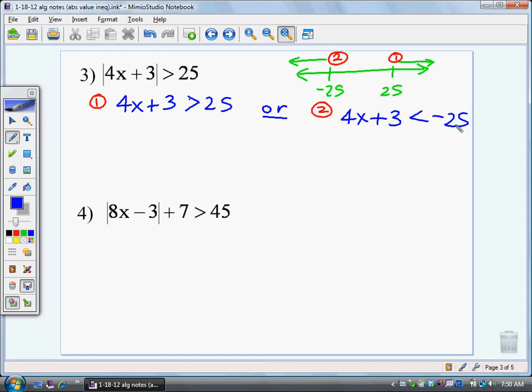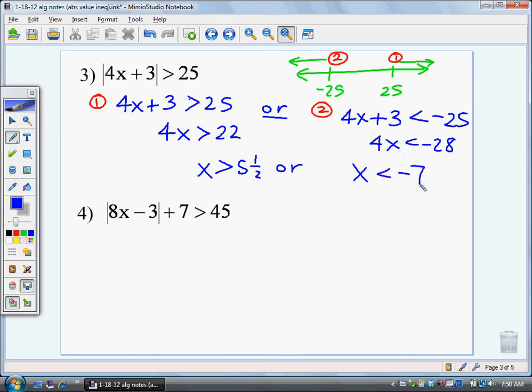Both inequalities you solve the same way. You subtract 3 first. You get that 4x is greater than 22. When you solve that, you get that x is greater than 5.5. Connecting word or. On this one, when you subtract 3, you get that 4x is less than negative 28. Therefore, x is less than negative 7. There's my compound inequality with the connecting word or.